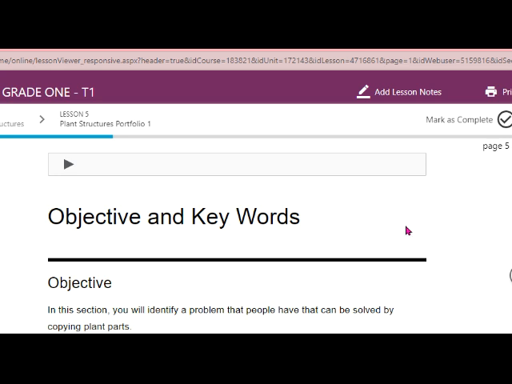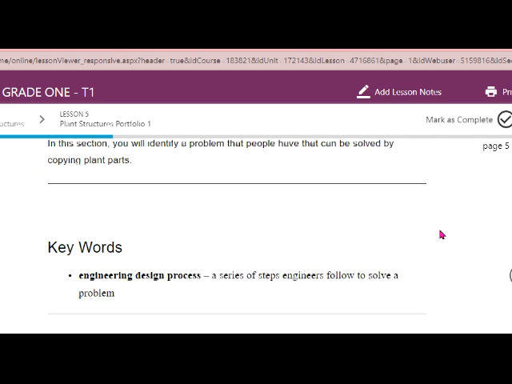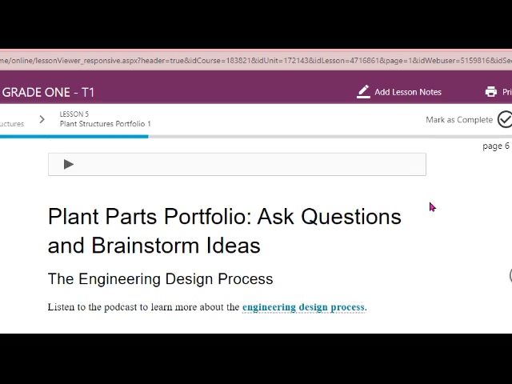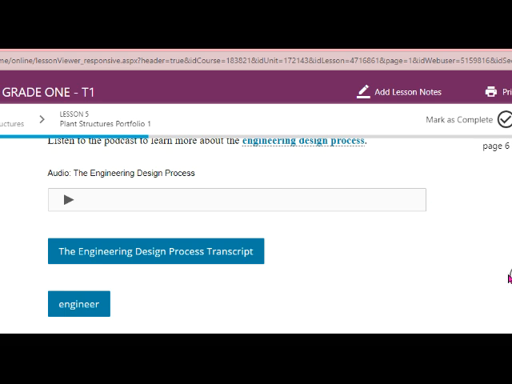Objective. In this section, you will identify, that means find, a problem that people have that can be solved by copying plant parts. Here's a key word for you: the engineering design process. That means a series of steps engineers follow to solve a problem. So you're going to be an engineer today. Down here, here's a podcast where you can listen. It's going to talk about the engineering design process quite a bit and what engineers do.